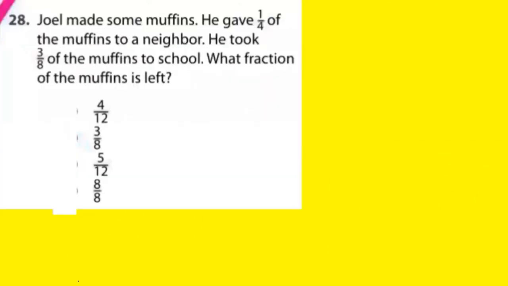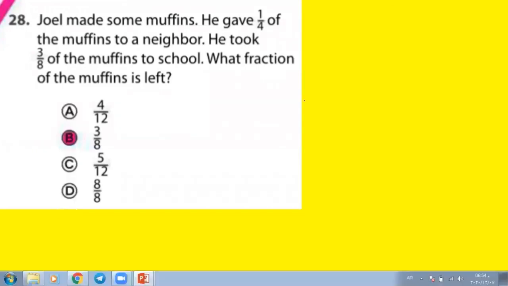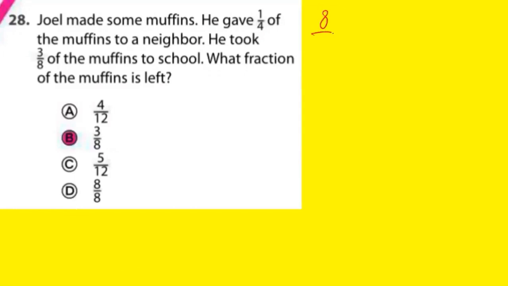Okay, move to number 28. Jolly made some muffins. He gave 1 over 4 of the muffins to a neighbor. He took 3 over 8 of the muffins to the school. What fraction of muffins is left? Okay, let's see. Suppose Jolly made 8 over 8, the total amount he made. He subtracted from 8 over 8, between brackets, 1/4 plus 3 over 8.